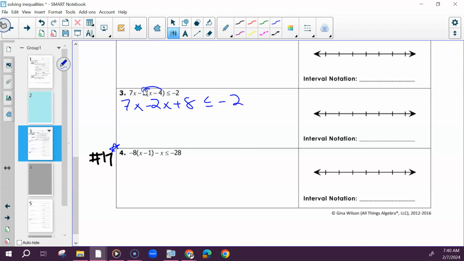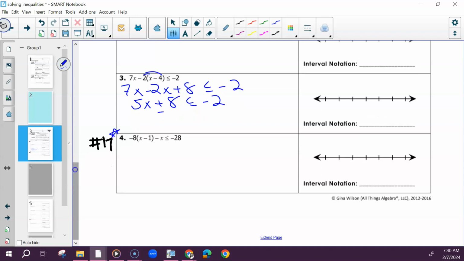And then our next step, combine like terms, 7x minus 2x to get 5x. And then get rid of 8 by subtracting. And when we divide, does the sign change? No, it's going to stay the same. So x is less than or equal to -2. Go ahead and graph that.